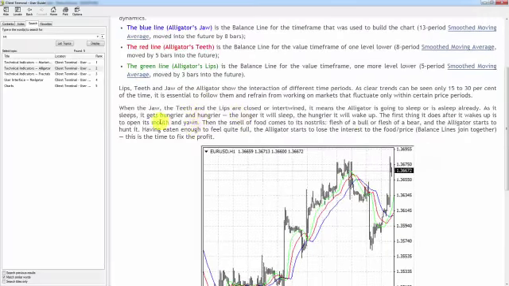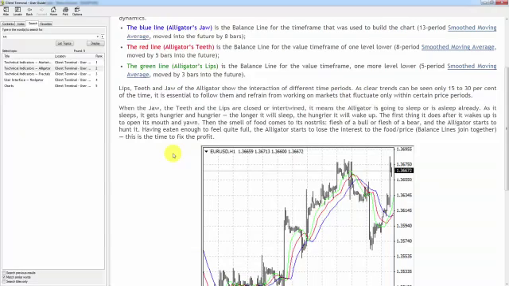And this is probably the way Bill originally suggested to interpret the indicator. When the jaw, the teeth, and the lips are closed or intertwined, it means the alligator is going to sleep or is asleep already. As it sleeps, it gets hungrier and hungrier. The longer it sleeps, the hungrier it will wake up. The first thing it does after it wakes up is to open its mouth and yawn.